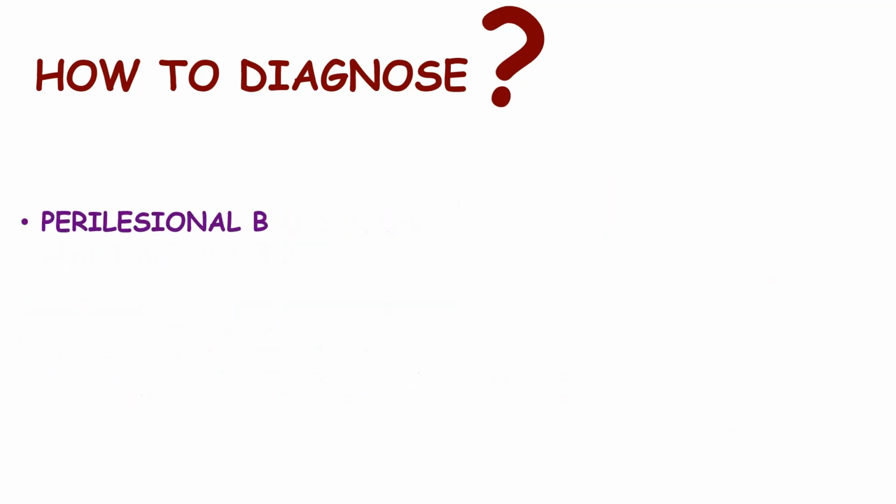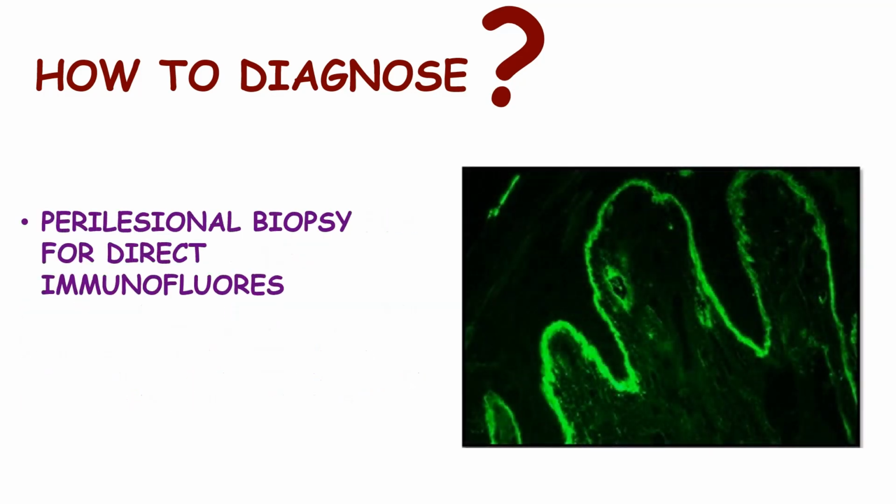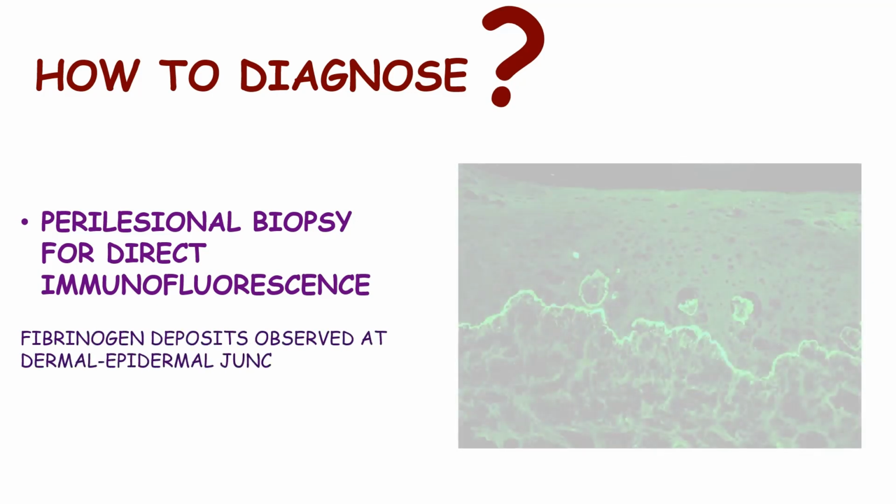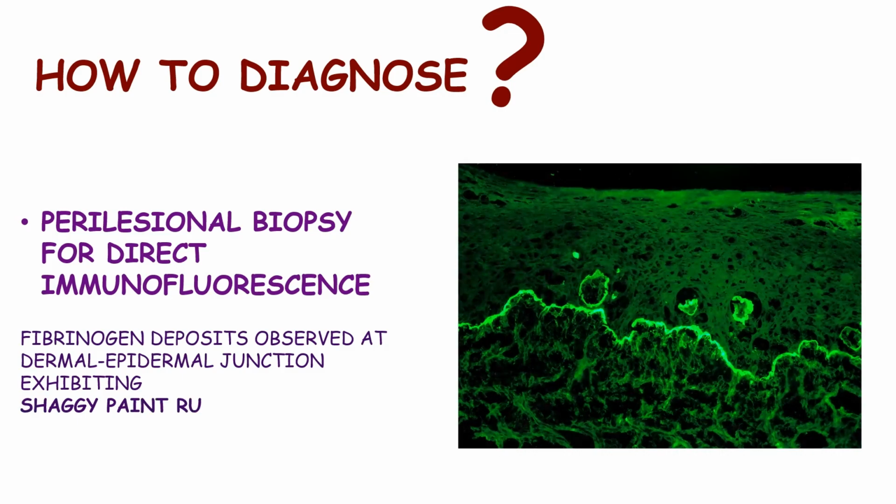Thirdly, perilesional biopsy for direct immunofluorescence reveals fibrinogen deposits are observed at the dermal-epidermal junction that exhibit a shaggy paint running pattern.